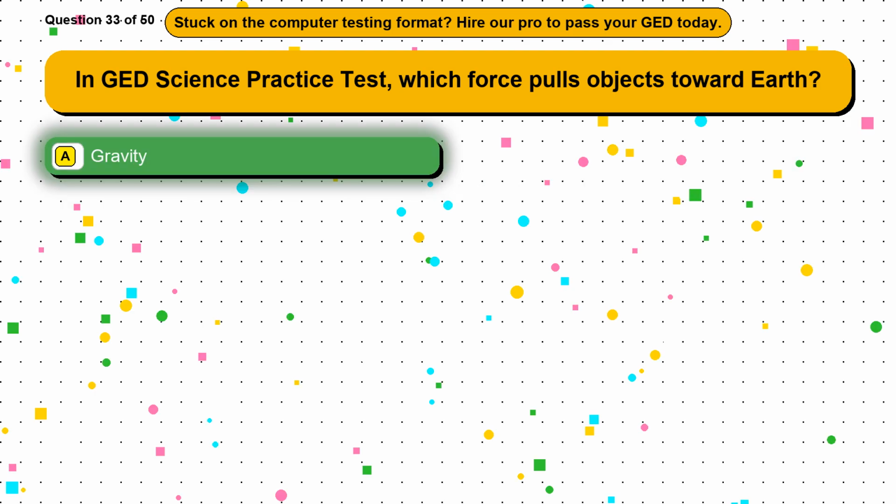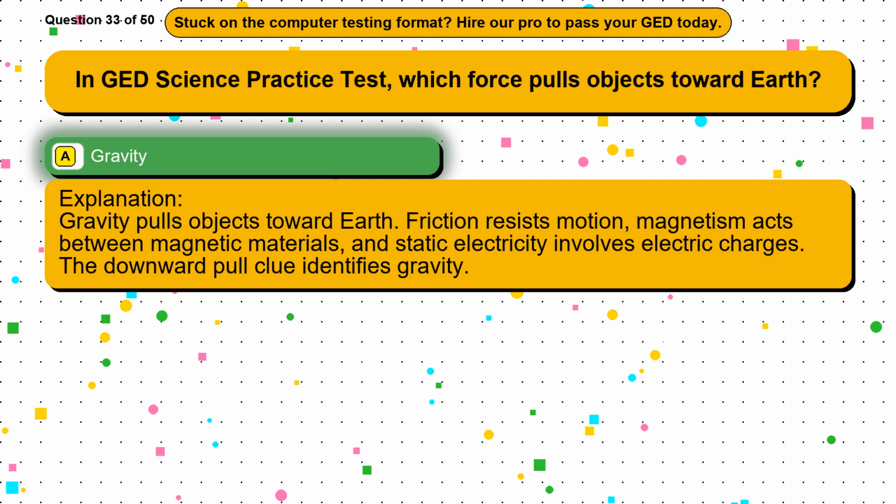The correct answer is option A. Gravity. Gravity pulls objects toward Earth. Friction resists motion, magnetism acts between magnetic materials, and static electricity involves electric charges. The downward pull clue identifies gravity.